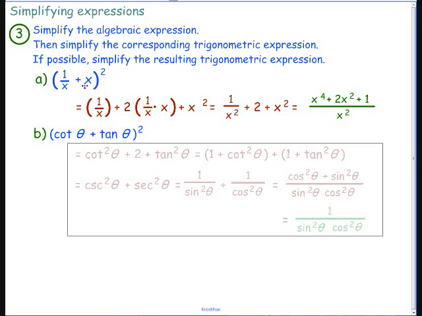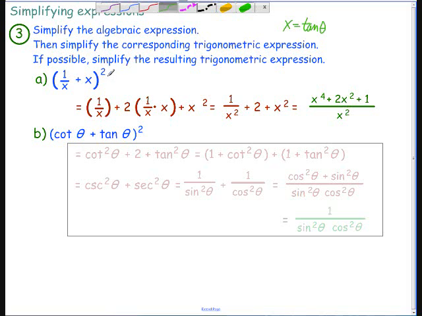Here we have an algebraic expression. Now how would that relate to the trig expression below? Well, if we let x represent tangent theta, can you see how that is going to work for us? Let me put this up here. 1 over tangent theta is cotangent theta. This whole thing is in parentheses and squared. So we'll do it algebraically without using tangent and cotangent at first.